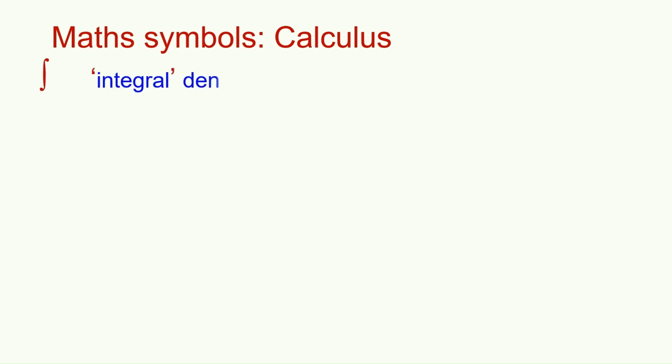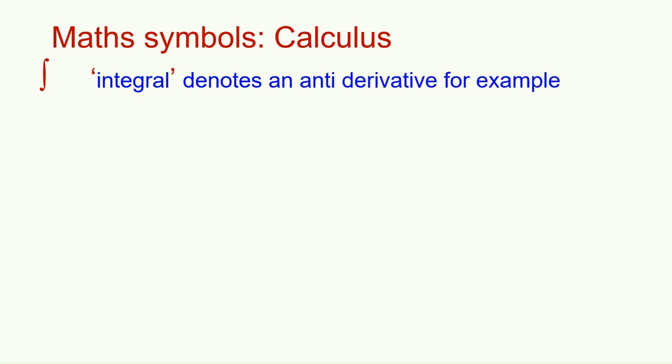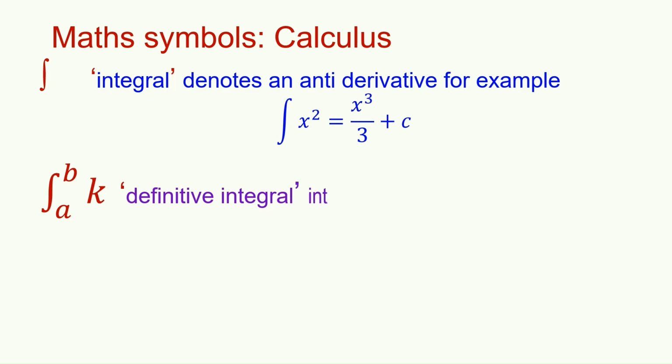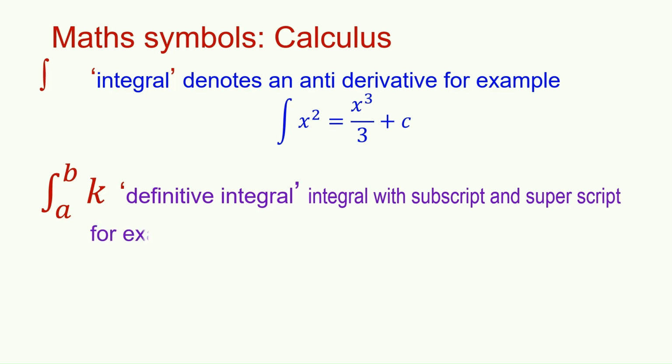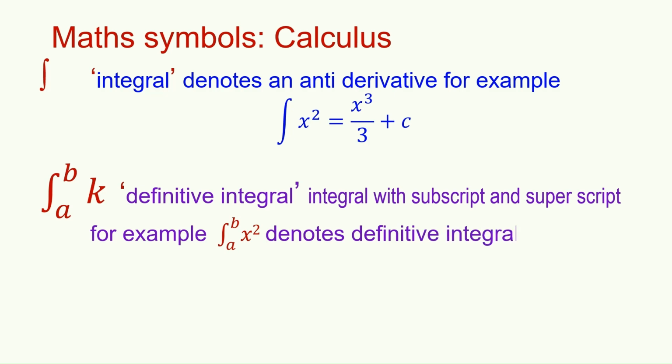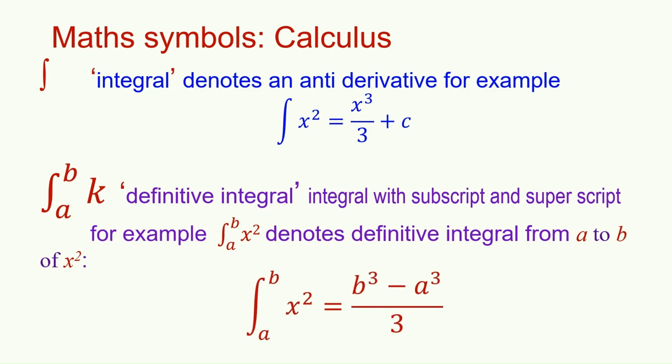Indefinite integral denotes an antiderivative. For example, the indefinite integral of x squared equals x cubed over 3. An integral with subscript a and superscript b is a definite integral. For example, the definite integral from a to b of x squared, which equals b cubed minus a cubed divided by 3.